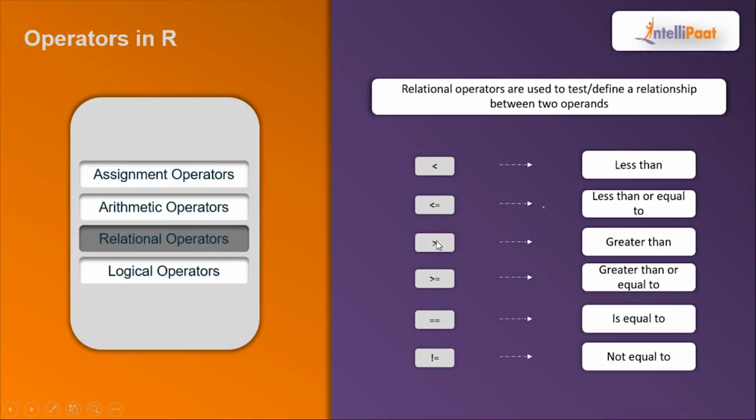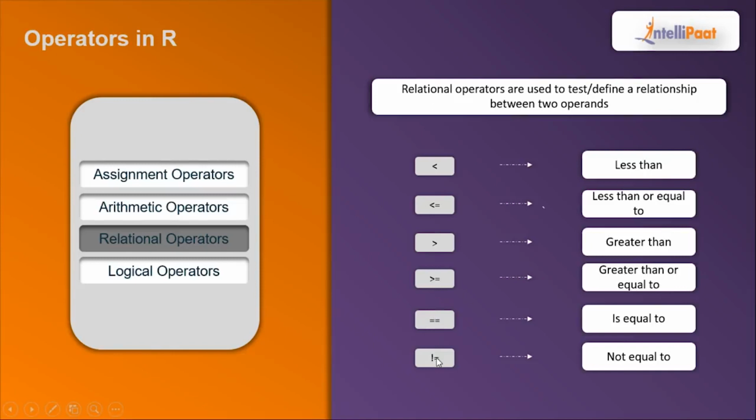Then we have the greater than operator, and this helps us to find out if the first operand's value is greater than the second operand's value. And then we have the greater than or equal to operator, and this helps us to find out if the first operand's value is greater than or equal to the second operand's value. And then we have the is equal to operator. Here we just give two equal to signs, and this helps us to find out if the values of both the operands are equal.